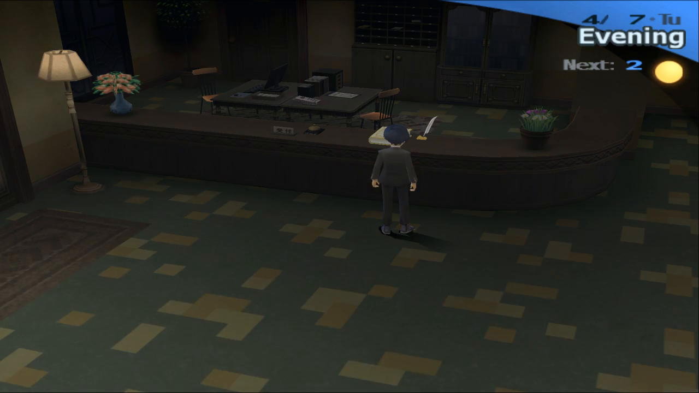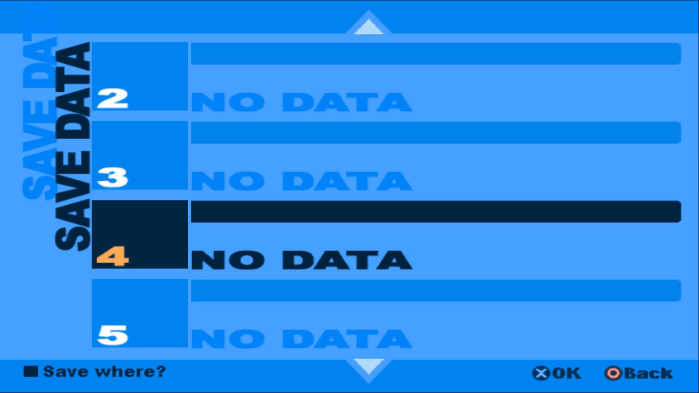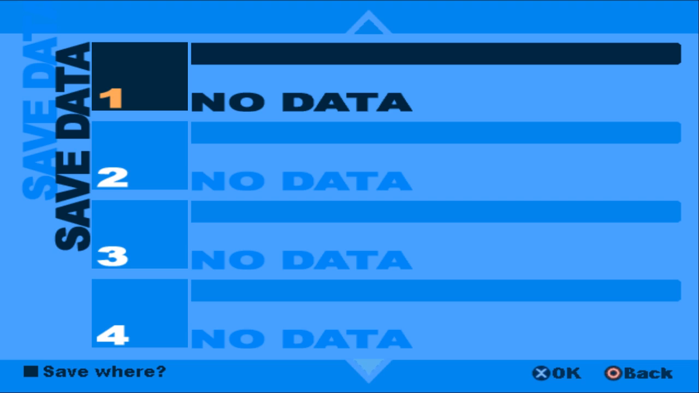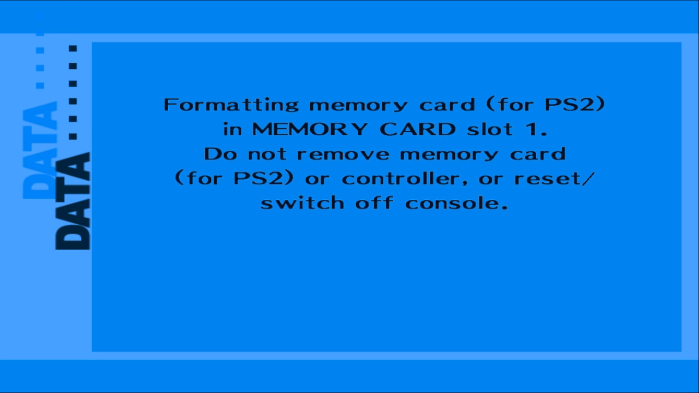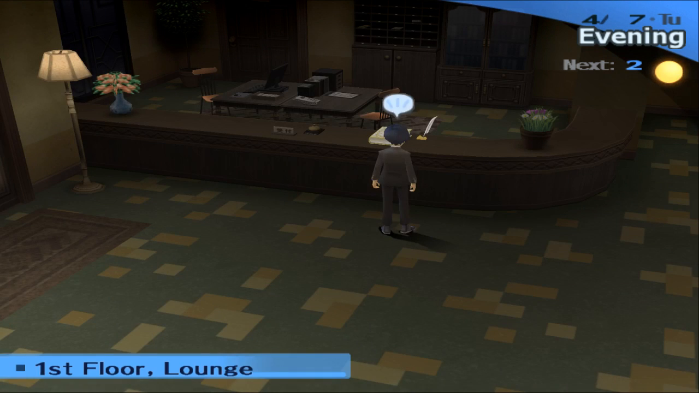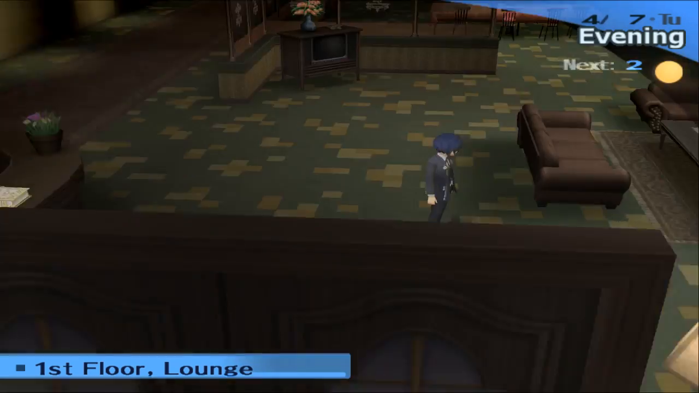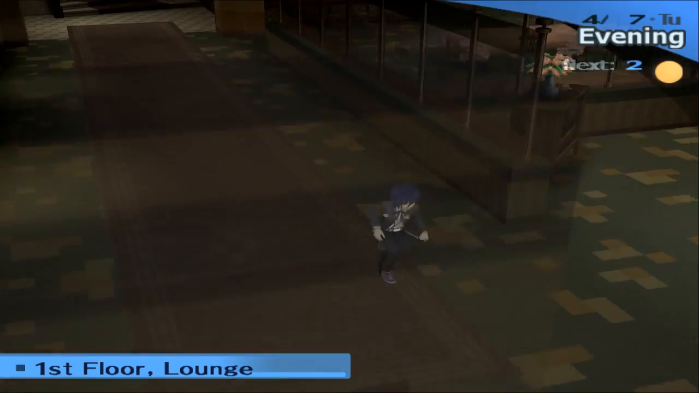Saved my game. So I recommend rotating your save slots. Every time you save, save in a different one, just in case you mess up and think, oh shit, I needed to do this a week ago. Then you'll have a save for it. Okay, that's saved. You'll have to format the memory card because it's brand new, but there it goes.